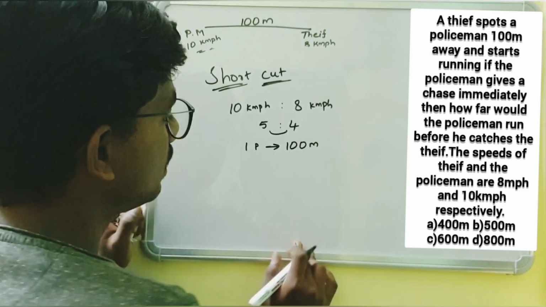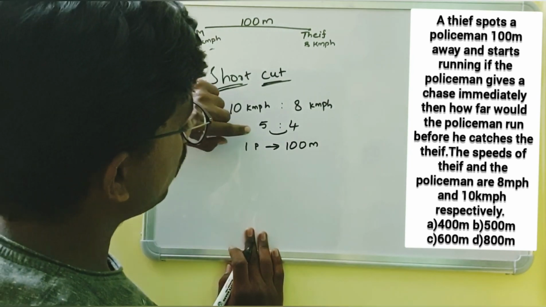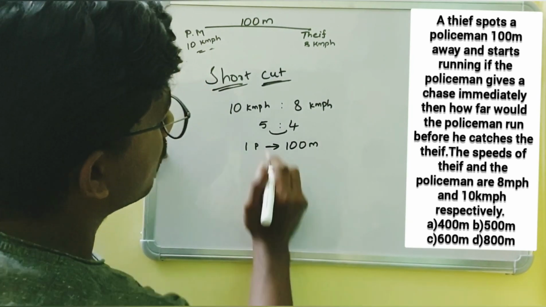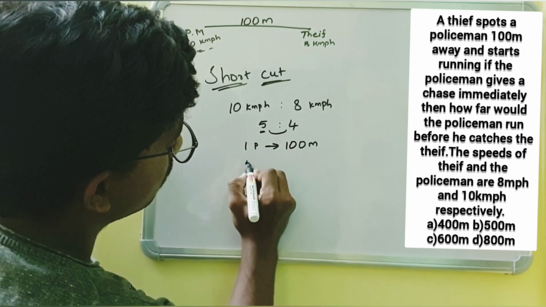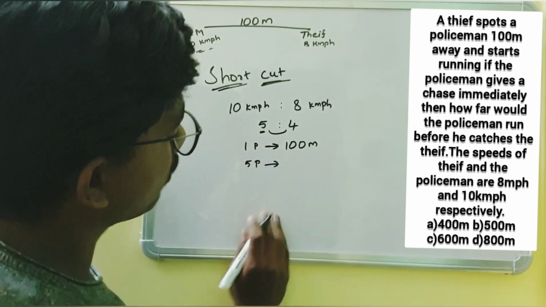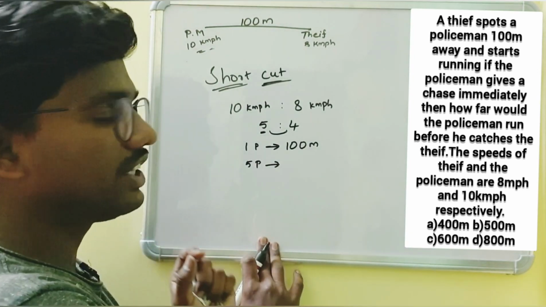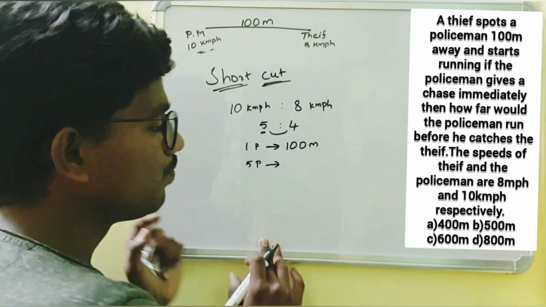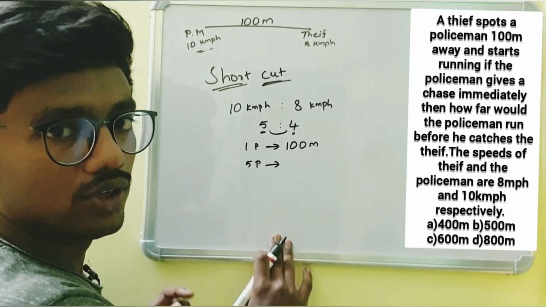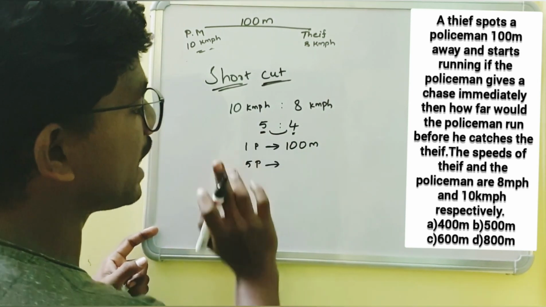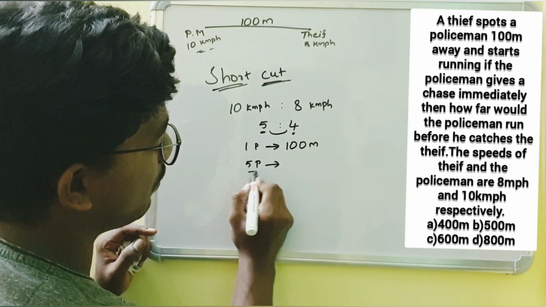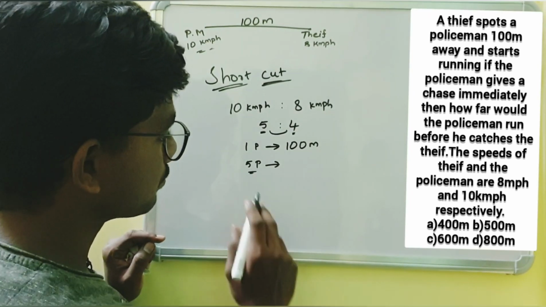100 meters. Here, the policeman has covered 5 parts, so we have to calculate 5 parts. If the question is asked what is the distance traveled by the thief, then we would have taken 4. But here it is asked the distance traveled by the policeman, so I am taking 5 parts. Okay.